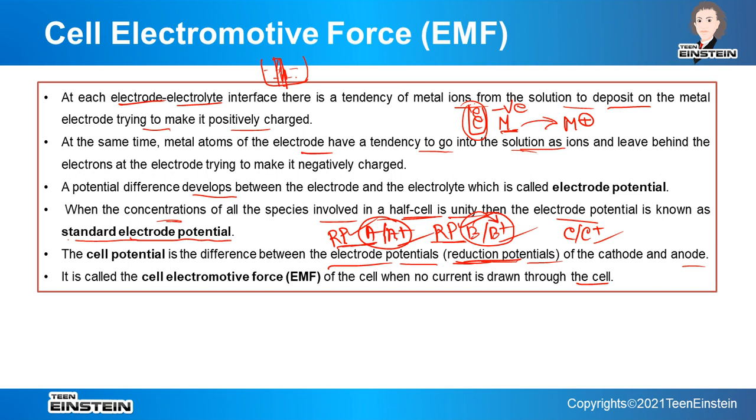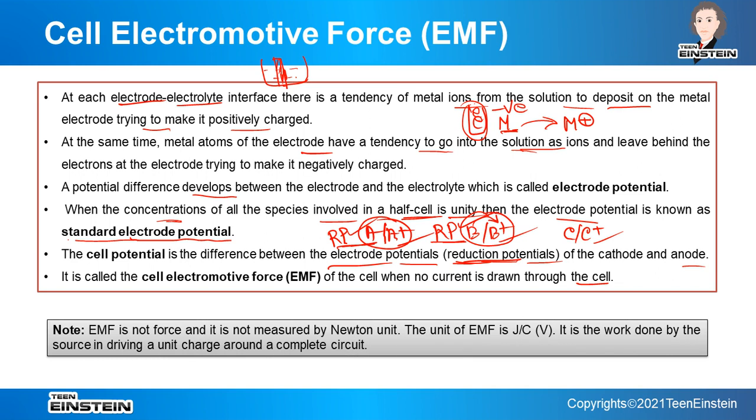So when the system is not under operating condition, then the corresponding cell potential we will call the cell electromotive potential, when no current is drawn through the cell, that is, no electron movement is going on. Under that condition it will be called EMF.